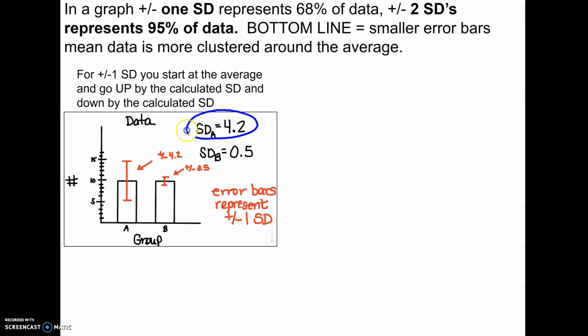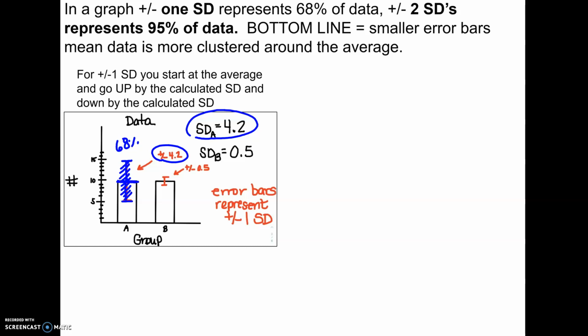So my standard deviation for set A was 4.2. So to graph that, I have my average. I go up 4.2 and down 4.2. In other words, plus or minus 4.2. And between these bars represents that 68% of the raw data, even though your reader can't see what all your data was. They don't know how many numbers you had. They don't know what the original data was. They just see your graph. So this means that 68% of that original data should be between those 2 points, which is called an error bar.